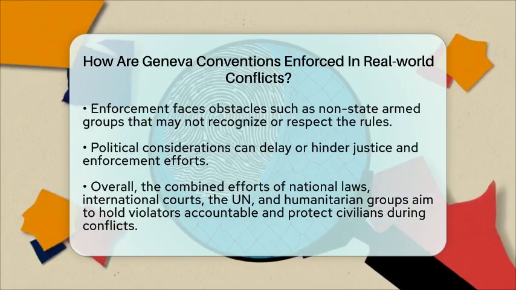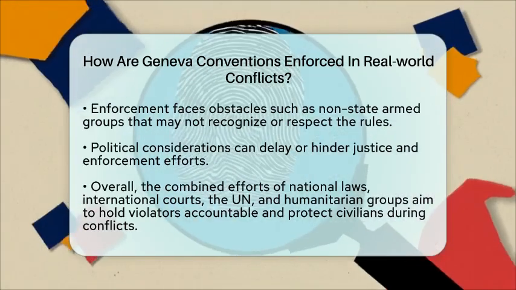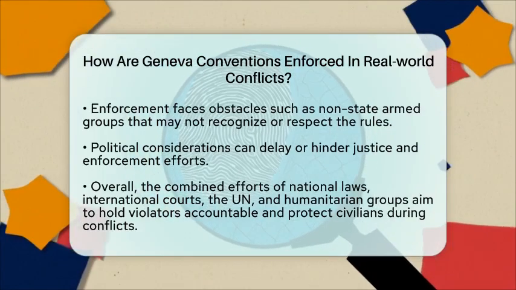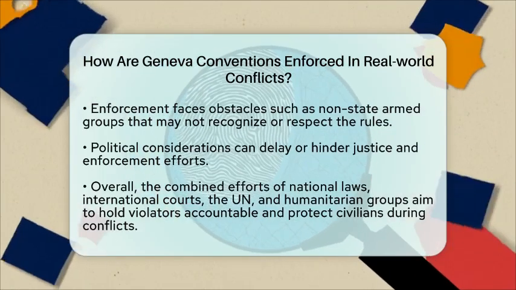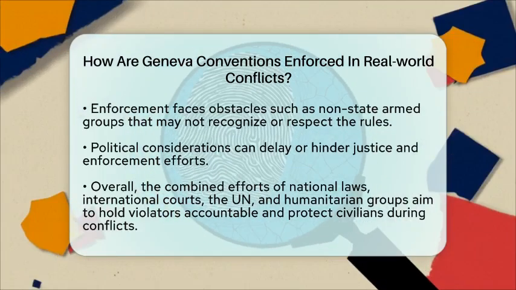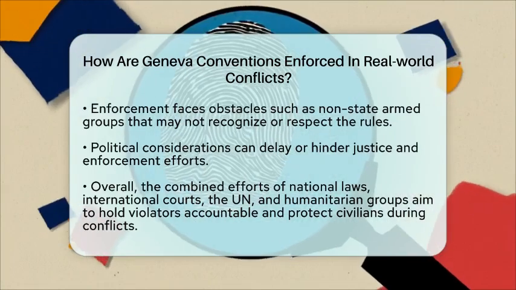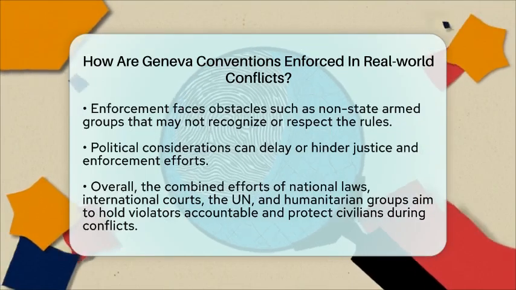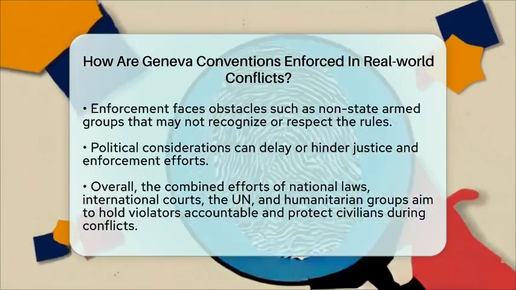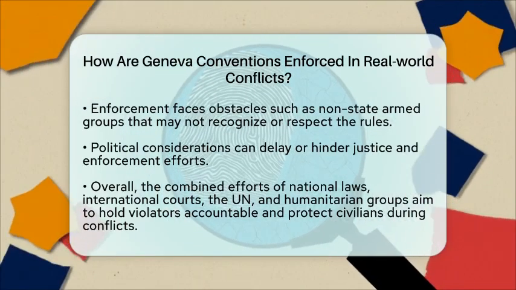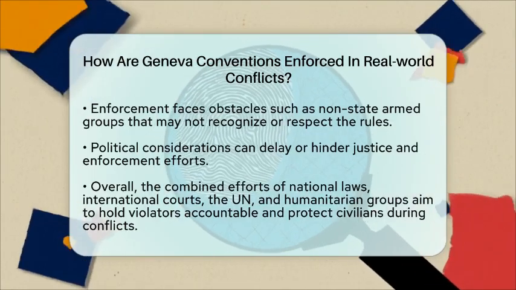In summary, enforcing the Geneva Conventions involves countries creating laws to punish violations, international courts prosecuting war crimes, the United Nations supporting peace efforts, and humanitarian groups promoting compliance. While challenges remain, these efforts work together to uphold the rules of war and safeguard those caught in conflict.